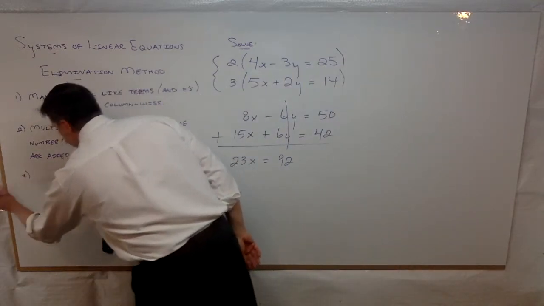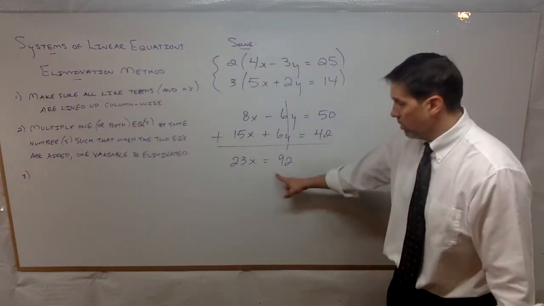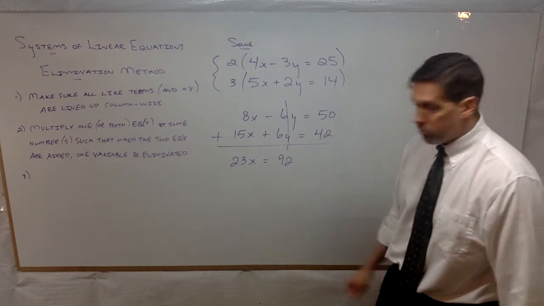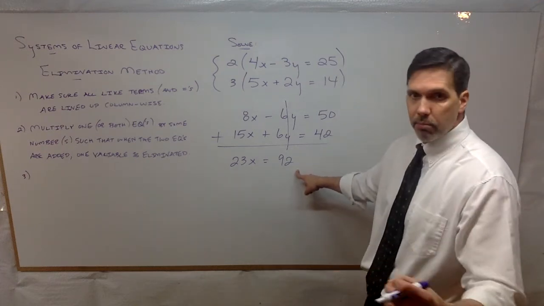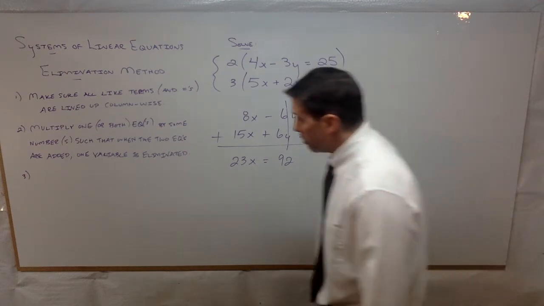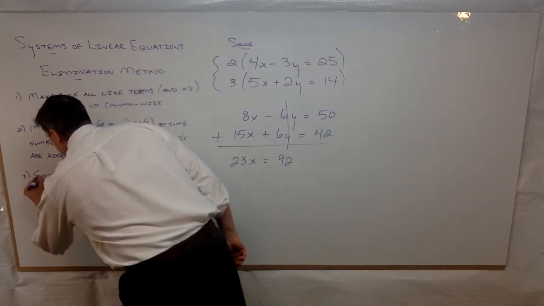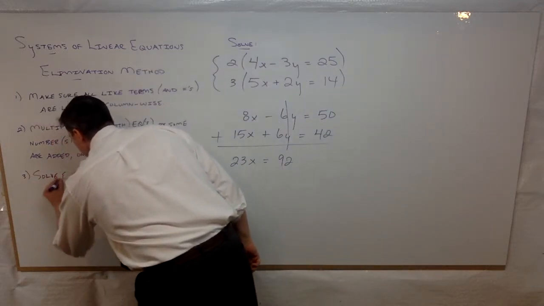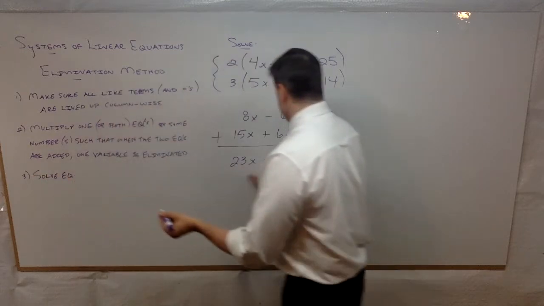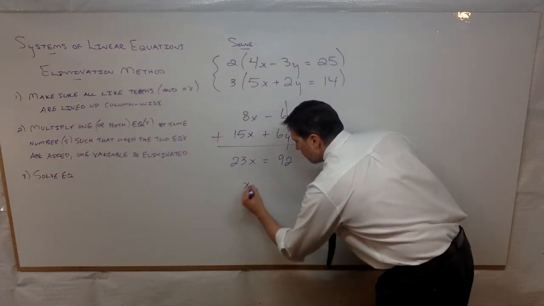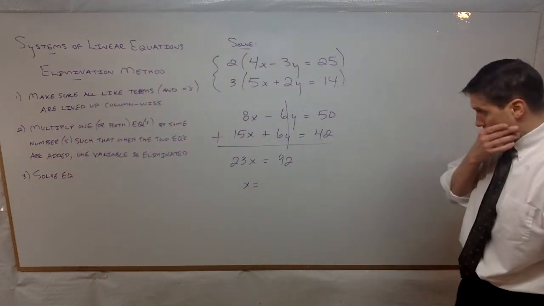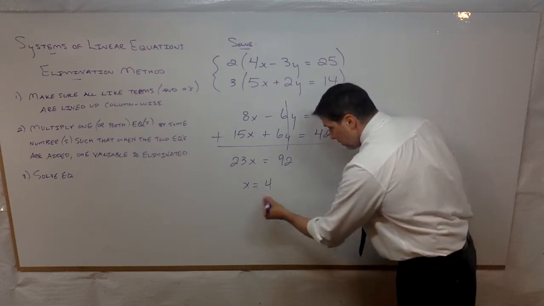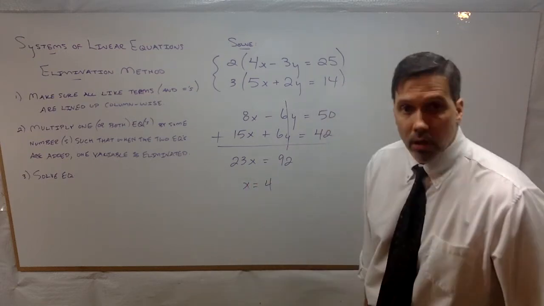Step 3 is pretty easy. Since one of the variables is eliminated, you solve that very easy equation. So we're going to just simply divide both sides by 23. So that's solve the equation you get. So divide by 23. 23 goes into 92, I believe, 4 times. This one comes out nicer.